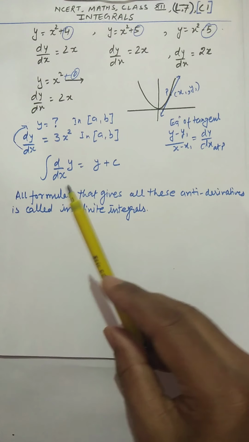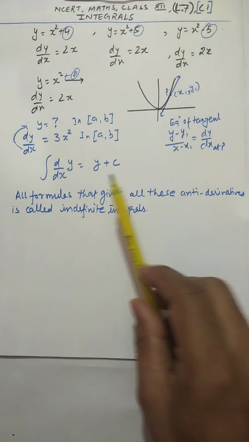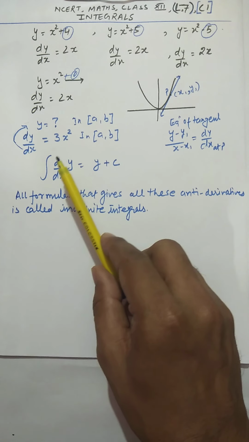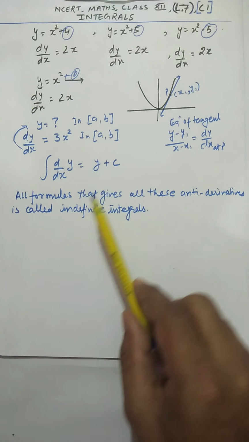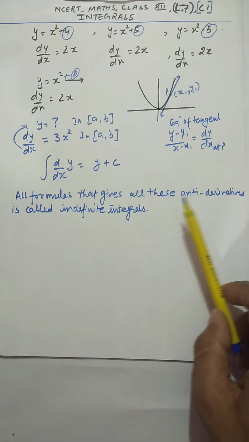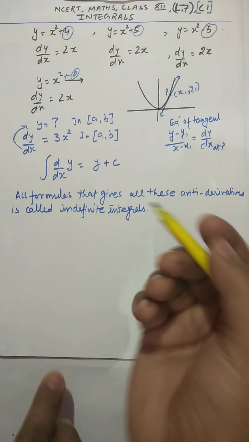So I have written here that all the formulas that give all these antiderivatives, meaning you have some formula through which you are going to get this original function, are called indefinite integrals. What does it mean?